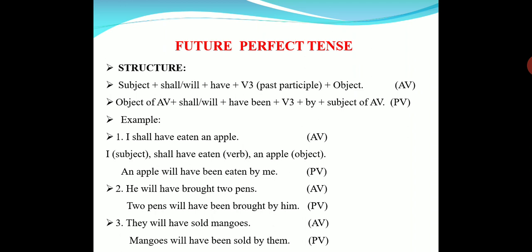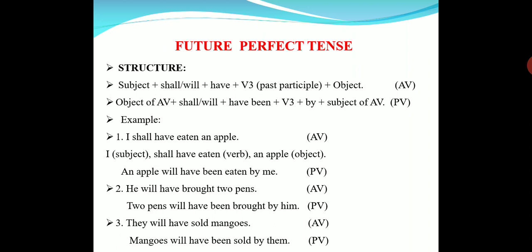Example, I shall have eaten an apple. What is the subject? I. And what is the verb part? Shall have eaten. Main verb is eat. And object, an apple. So an apple, the object, becomes subject and will be there. Will we use. And have, for all we have to use only have.